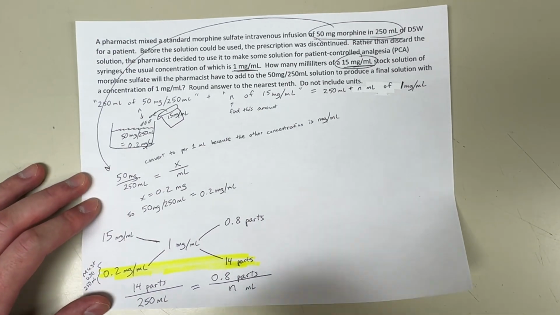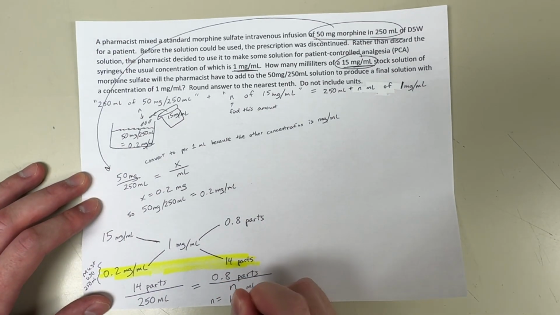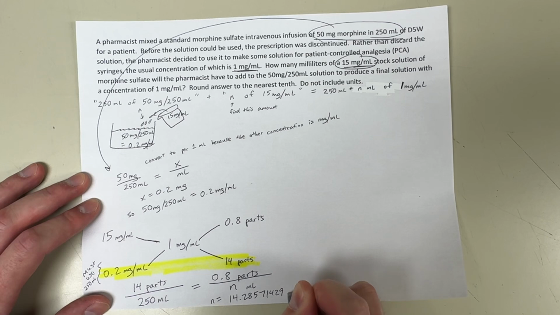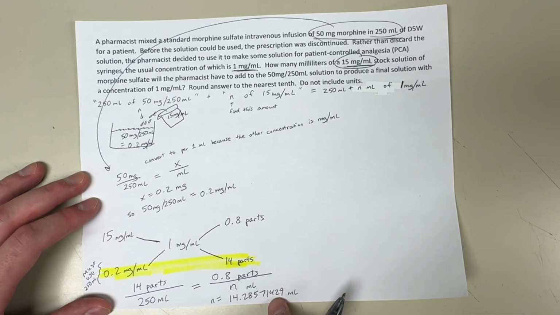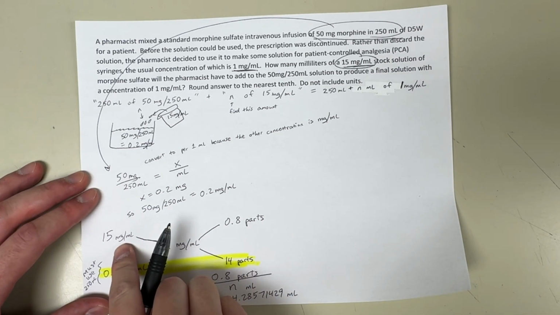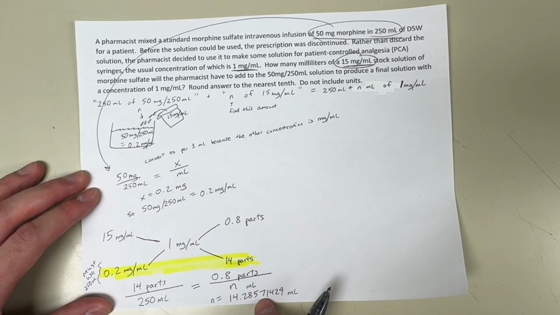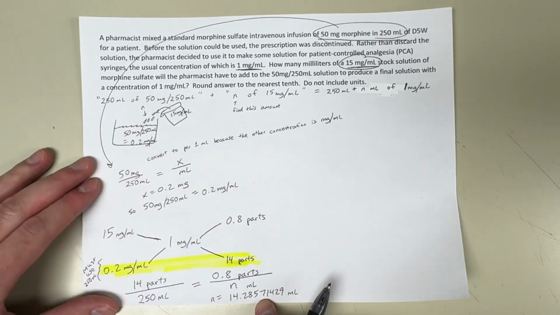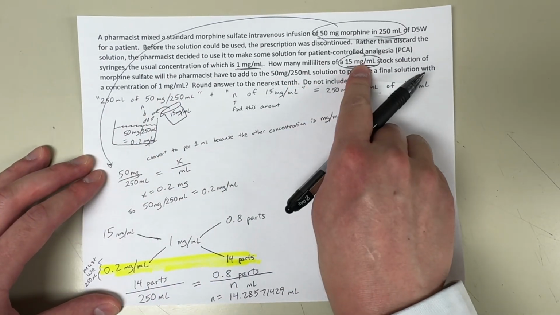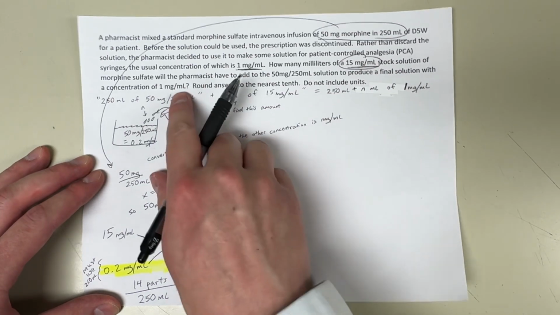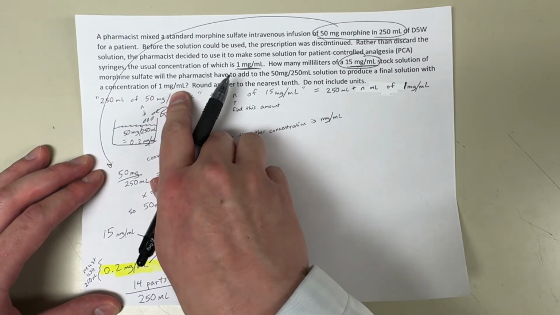So when I solve for this, my N will be 14.285771429 milliliters. So that's how much of this 15 milligram per milliliter stock solution I'm going to use. And that's what the question is asking: how much of this stock solution to use to make a final solution of 1 milligram per milliliter.